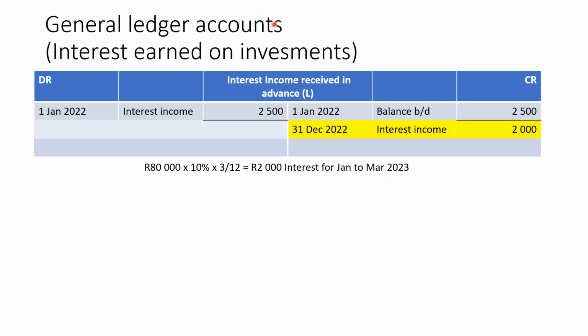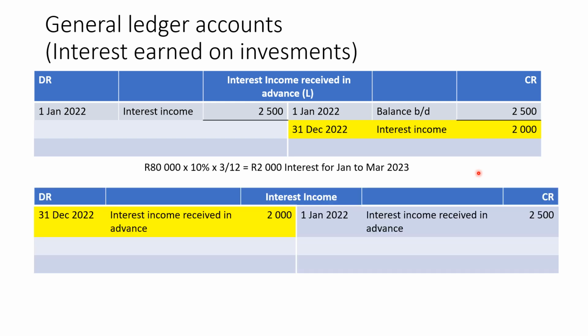So this is what the general ledger account would look like for an investment on which interest is being earned. We would have at the end of the year on our interest income received in advance account, which is a liability, the interest income that's been received for January to March 2023. And in my interest income account on the debit side, I would have the 2,000 Rand interest income that was received for January to March 2023. So that's been taken out of my interest income account. So that's the posting of the general journal entry, the adjusting entry that I did at the end of December for the interest income received in advance.